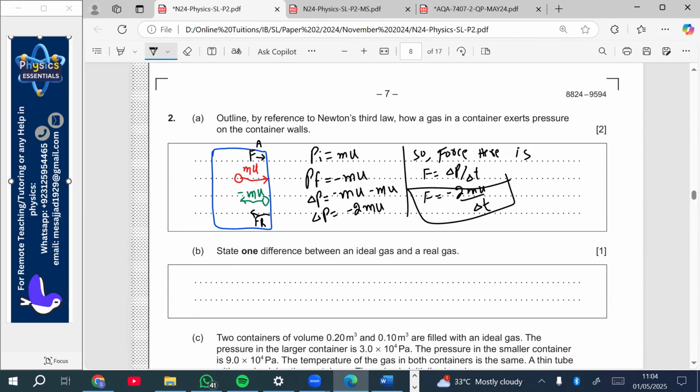Okay. And when you have force here, you also have pressure from it. So when you have force here, you can also get the pressure. This is the pressure by gas on container walls.